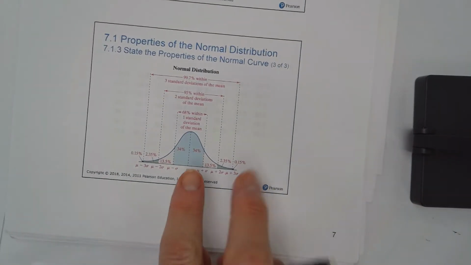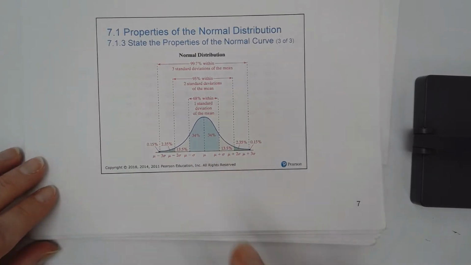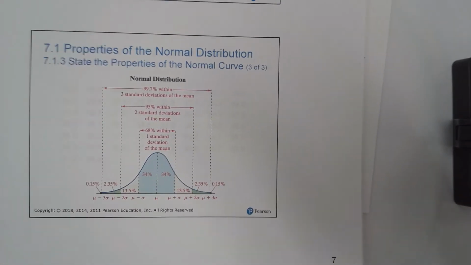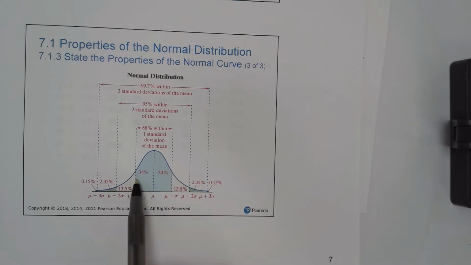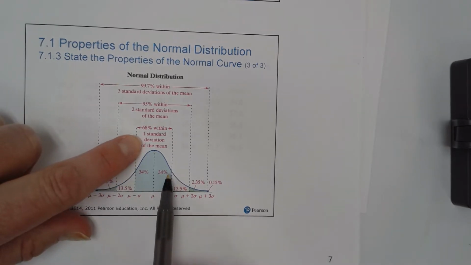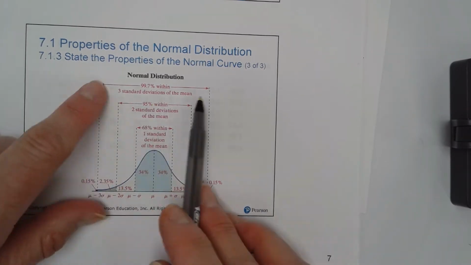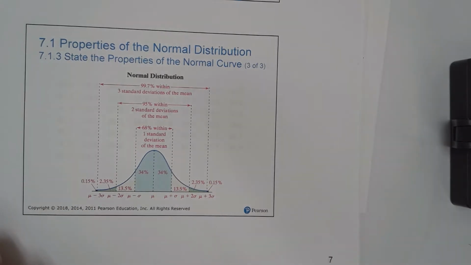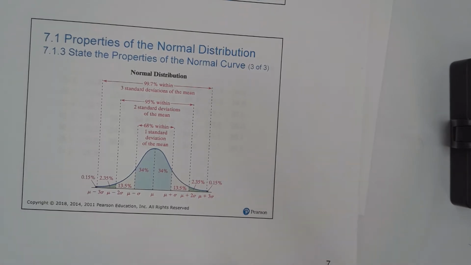So here's the empirical rule. You can see 34 and 34, 68% within one standard deviation. Within 2 standard deviations, 95%. Within 3 standard deviations, 99.7%. Okay? Any questions on that?